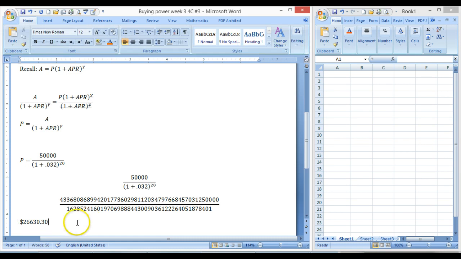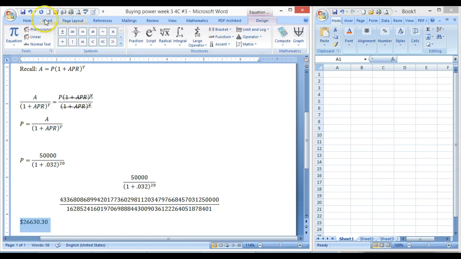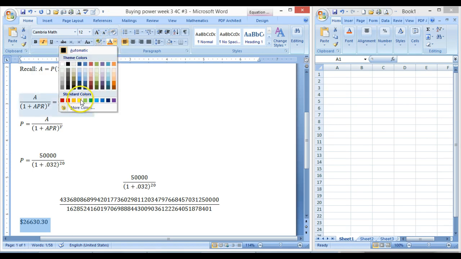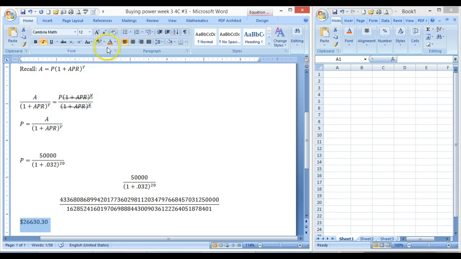And I can even format it by just plugging in my dollar sign. And I'm finished. And I would like to highlight it, so it shows that it's my answer. Come up here, I'm going to, oops, wrong one. I want to highlight it in yellow. There we go. There's my answer. Okay, so that's the first way of computing this.